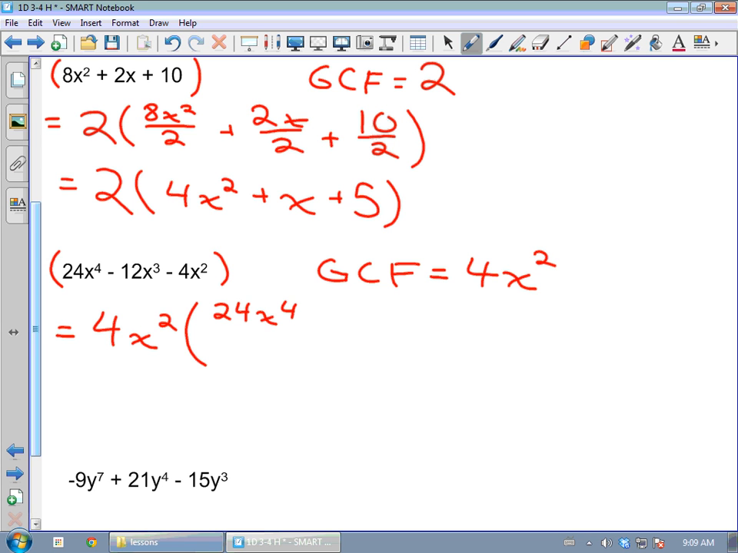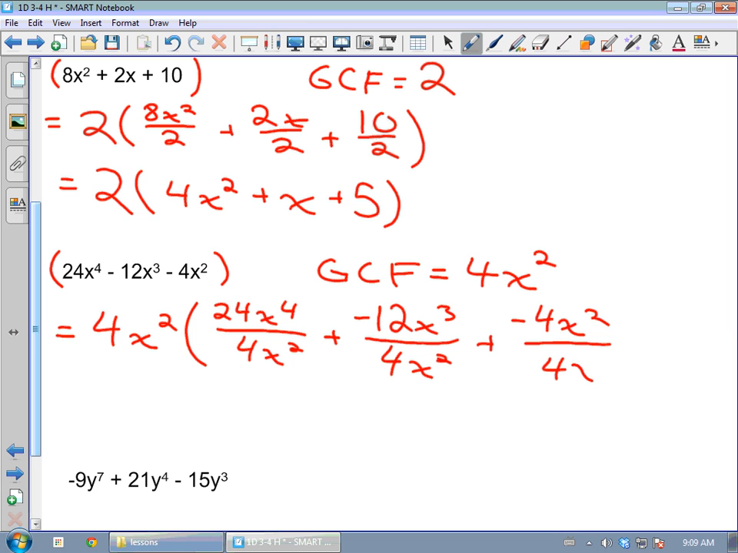24x to the power 4 divided by 4x squared, plus negative 12x cubed divided by 4x squared, plus negative 4x squared divided by 4x squared. Okay. Notice I always keep those signs with the terms that they're in front of, so that becomes a negative 12x cubed. I always have addition signs in between. I'm always going to have this 4x squared out front, and now I've got to do this division.